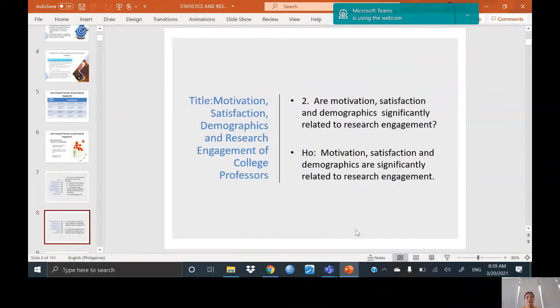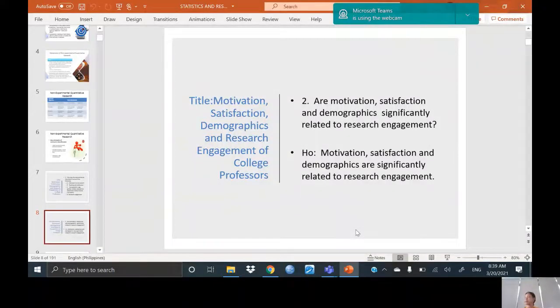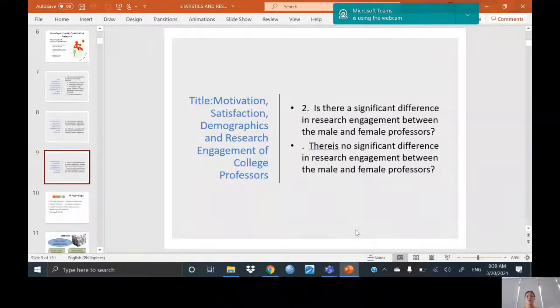Number two question is, are motivation, satisfaction, and demographics significantly related to research engagement? And the null hypothesis is motivation, satisfaction, and demographics are not significantly related to research engagement. Then the third question is, is there a significant difference in research engagement between the male and female professors? Okay, the null hypothesis is posed as there is no significant difference in research engagement between the male and female professors.